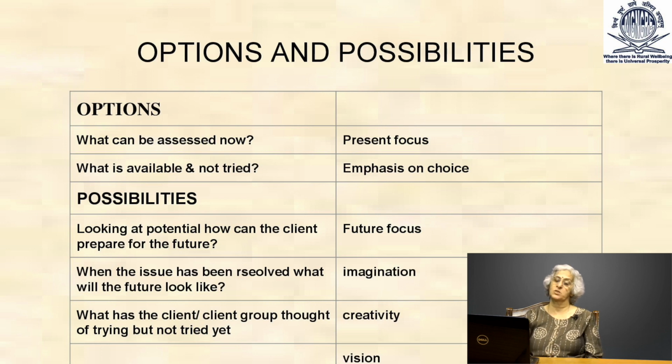So when we are asking this question, that we want to look at the potential, how the client can be prepared for the future, obviously the focus is on the future. And when we are asking, when the issue has been resolved, what will the future look like? We are enabling the client to imagine what the future will look like. So it opens up possibilities for action. And the third aspect in possibilities is, what has the client or the client group thought of trying but not tried yet? It enables us to see the creativity and the vision with which the issue can be approached.